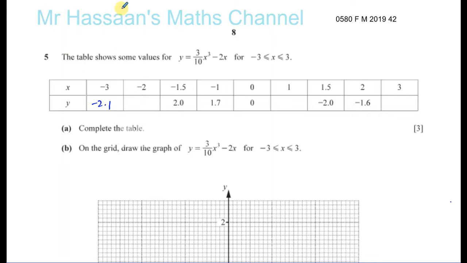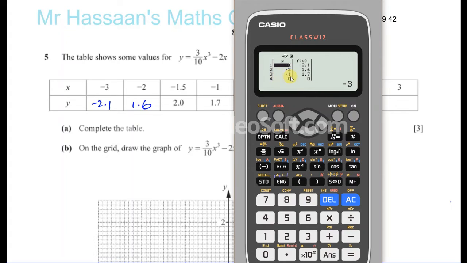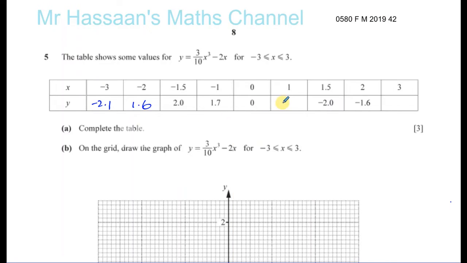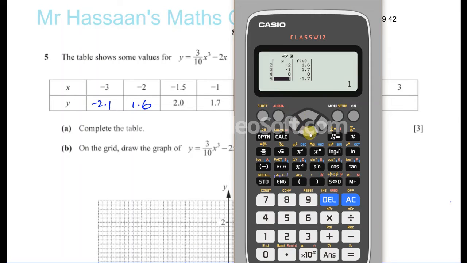And then we've got to go all the way to x equals 1. When x equals 1, well, you don't see it here, but you have to just go down. That's x equals 0, x equals 1, minus 1.7. Okay, you have minus 1.7 here. And when x equals 3, you go down further, to x equals 3, y is equal to 2.1.